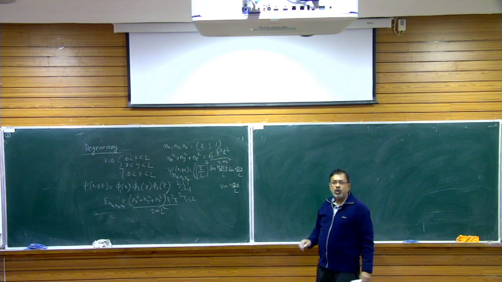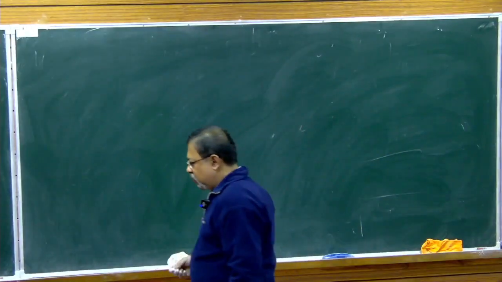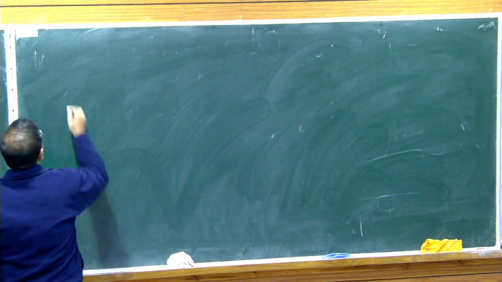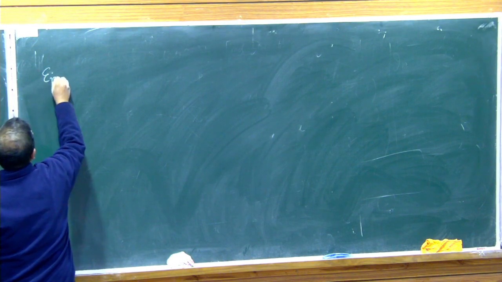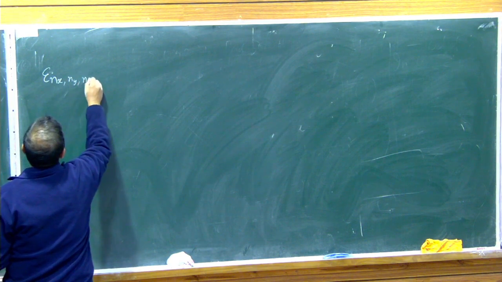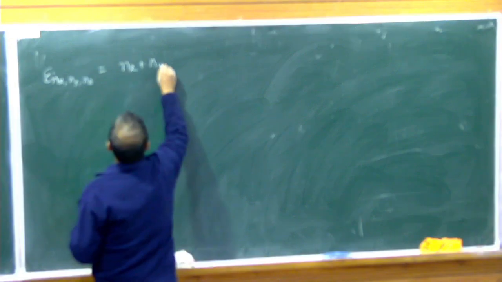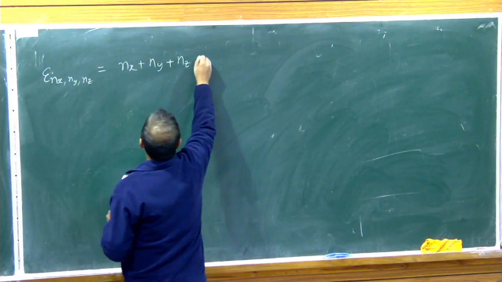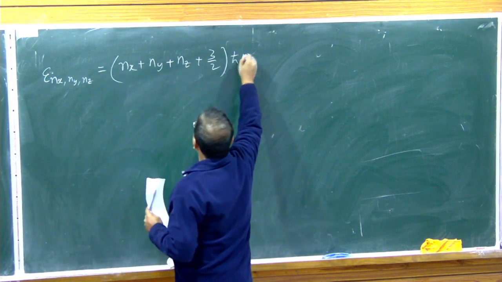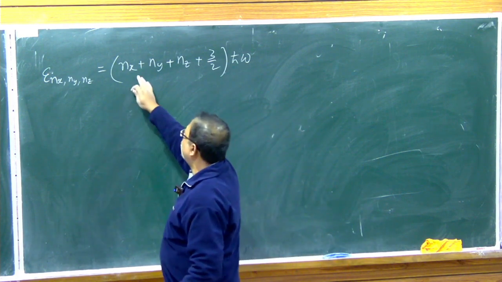Again, we'll have to go beyond one dimension and start talking about 2 dimensions or 3 dimensions. Let's just directly go to 3 dimensions, and we'll then write the energy as nx plus ny plus nz plus 3 half h cross omega. 3 half because a half comes with each one of the nx, ny and nz.